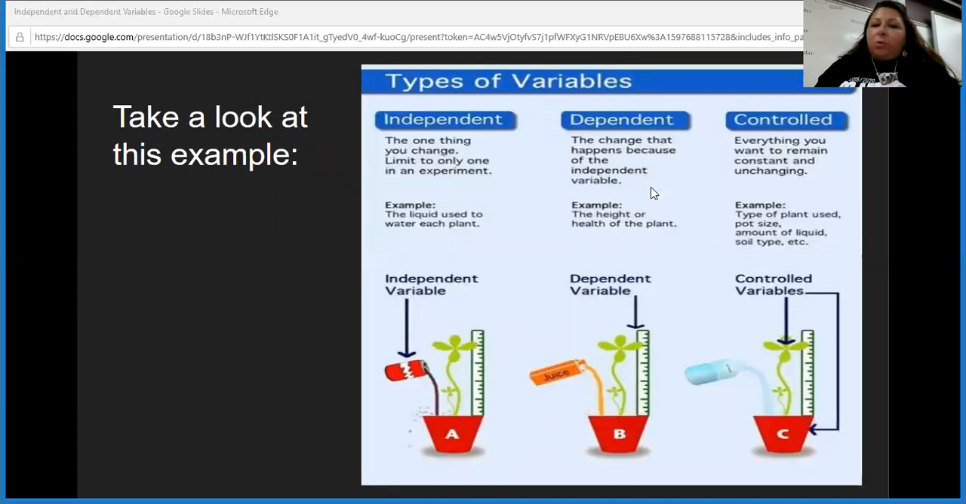Here's another example. If you're going to do an experiment using different fluids that determine how quickly a plant would grow. The independent variable is going to be what you change. So it's going to be the liquid that you put in the plant. The dependent is going to be how much it changed, so the height the plant grew. And then the control is going to be water, what you would always water a plant with.